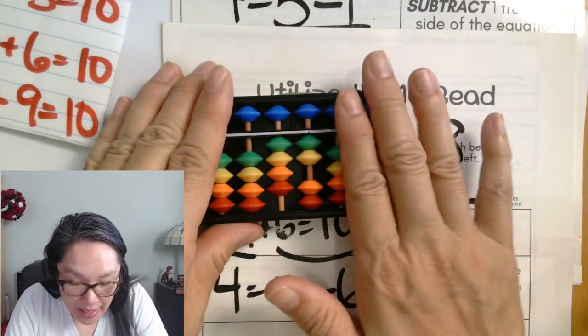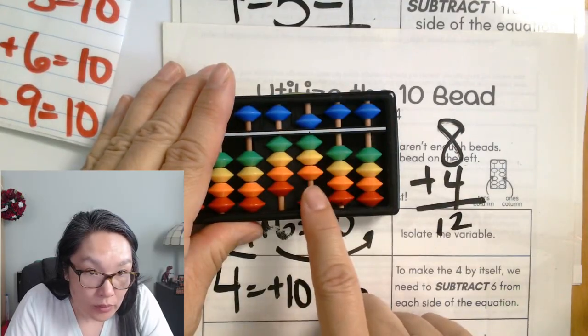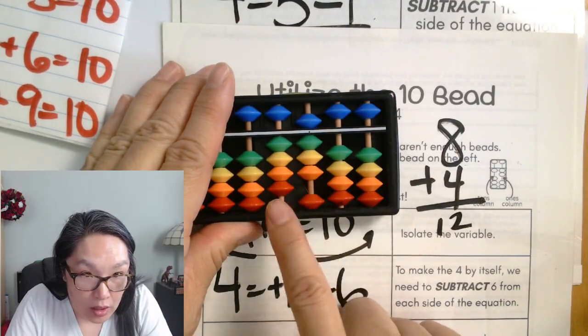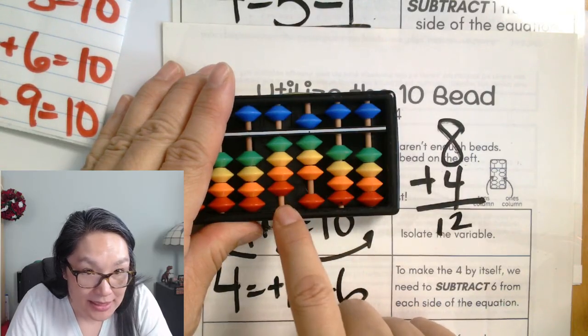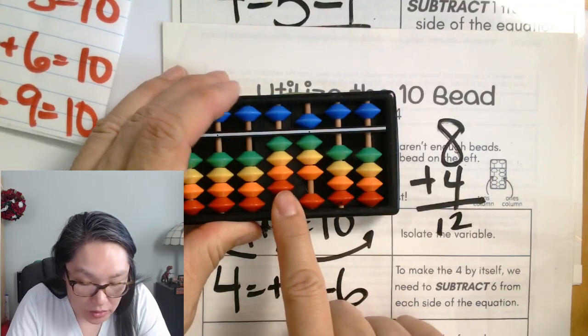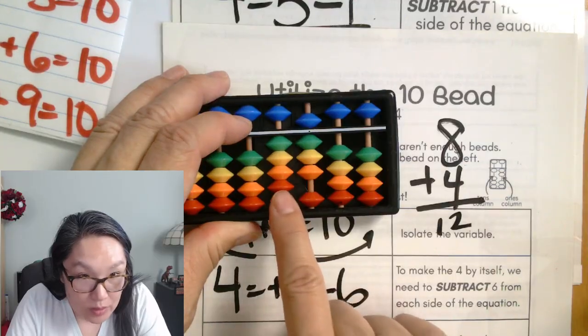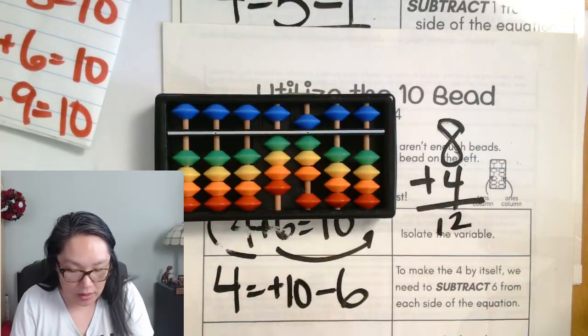So let's say we had 48. Add a 4. When we add a 4, we plus the 10 minus the 6. Plus the 10. I don't have enough beads to add the 10. What do I do? Plus the 10 is the same as plus the 1, right?